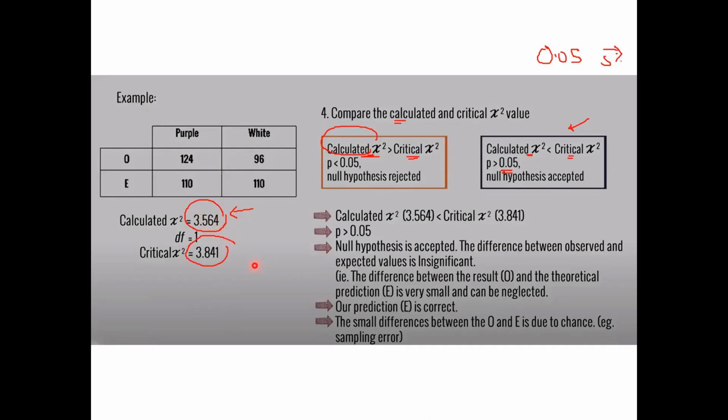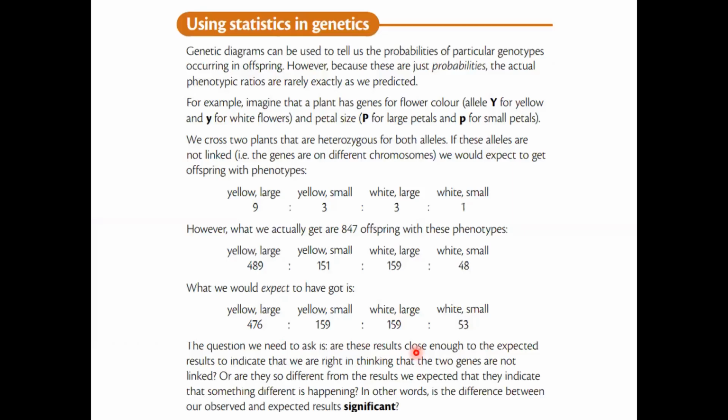ठीक है. और due to chance की जब हम बात करते हैं तो we talk about the same: crossing over, independent assortment, ठीक है, random mating, ठीक है, and it could be sampling error as well. ठीक है. तो ये purely due to chance है. We are going to accept the null hypothesis. I hope it's clear. All right then, let's discuss this example from the book.